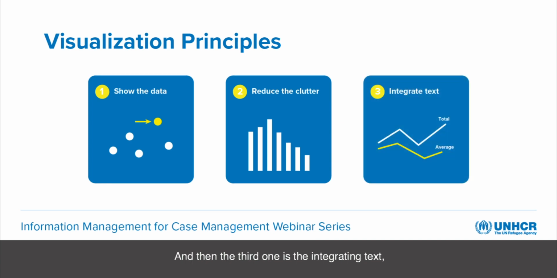And then the third one is integrating text. So making sure that we label things so that people actually know what they're seeing, so that they see the trend and then they see the words that go with it, so they know what that means. So these are the main things.